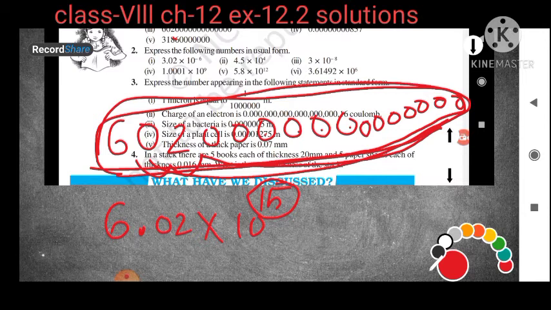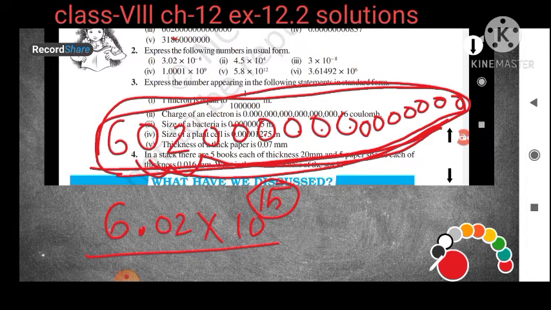But if in the given question there is a decimal and that decimal is shifting from left to right, then you have to write the power in negative, but here the power will be positive. So what is the power? The power will be 10 to the power 15. So what is the answer for this question? 6.02 multiplied by 10 to the power 15 is your answer.